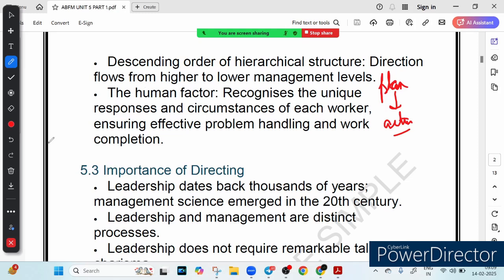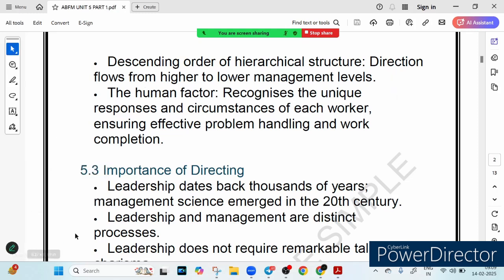Now let's come to the importance of directing. The next topic we have is the importance of directing.